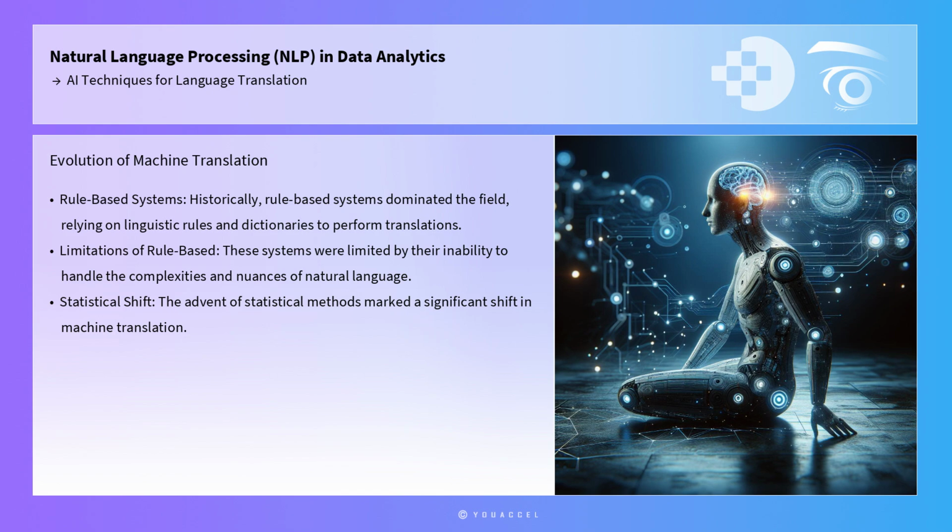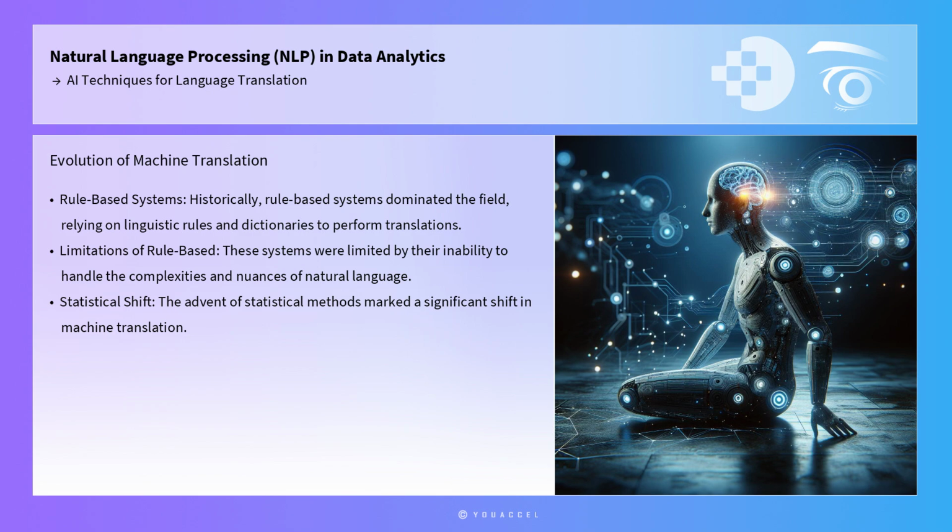Machine translation is a critical application of NLP that involves the automatic conversion of text from one language to another. Historically, rule-based systems dominated the field, relying on linguistic rules and dictionaries to perform translations. However, these systems were limited by their inability to handle the complexities and nuances of natural language.